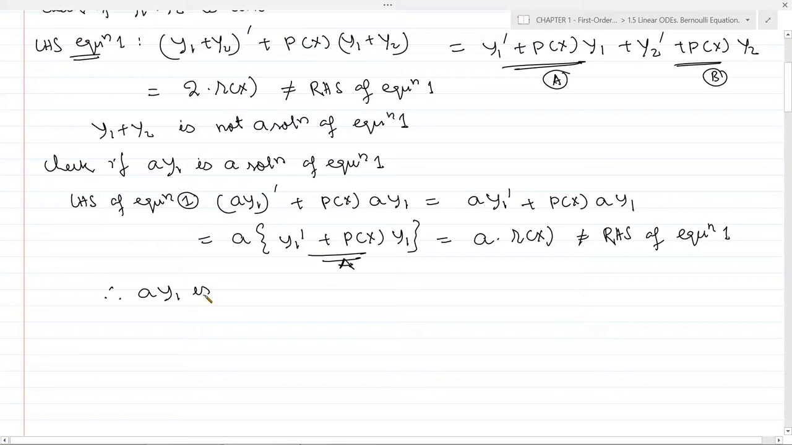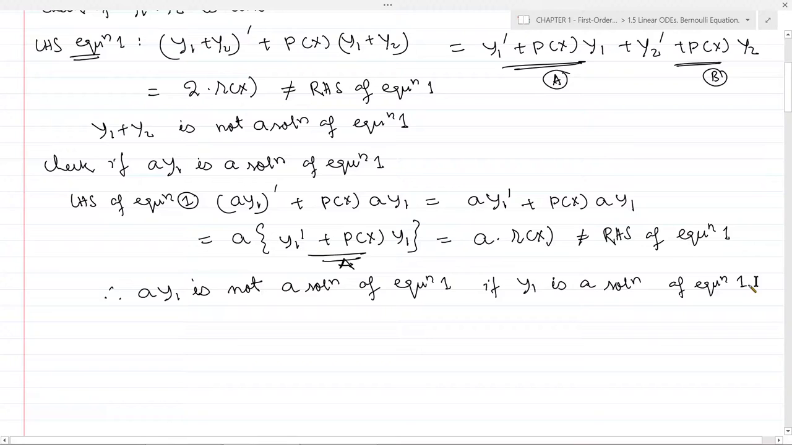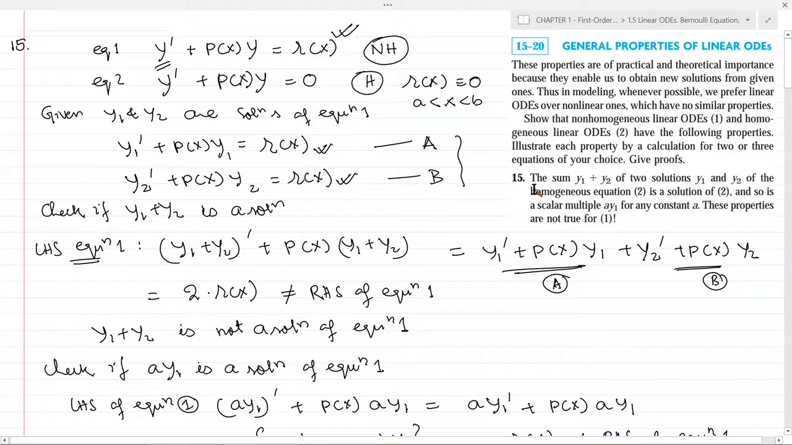A y1 is not a solution of equation 1 if y1 is a solution of equation 1. So, we see that these two properties hold true only for homogeneous linear ODEs and do not hold true for non-homogeneous linear ODEs.